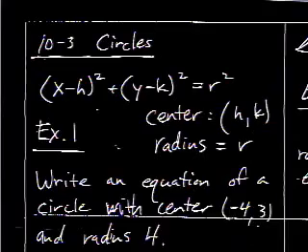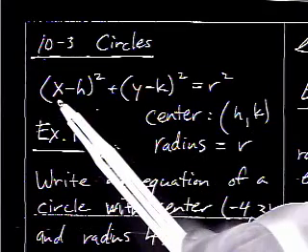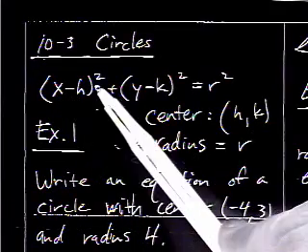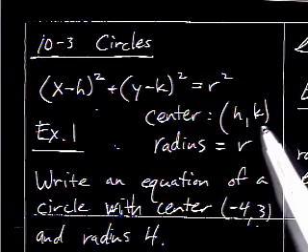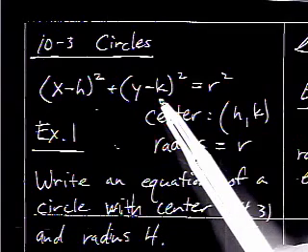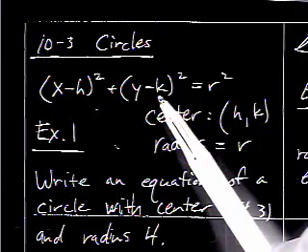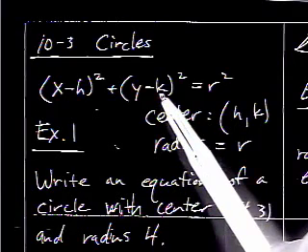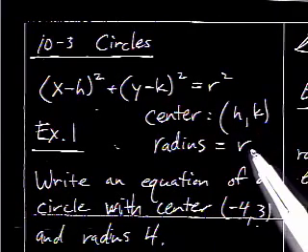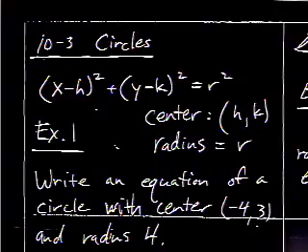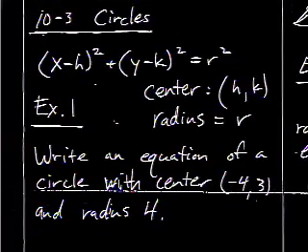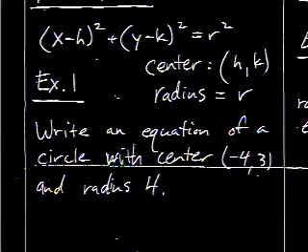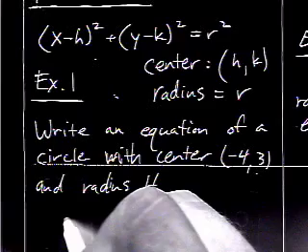The equation for the circle, I reviewed it with you a little bit ago, is x minus h quantity squared plus y minus k quantity squared equals r squared, where h and k are the center of the circle, which in the last examples was 0, 0. But now we're going to change those. And r is the radius of the circle. Well, let's see here. Write an equation of a circle with center negative 4, 3 and radius 4. Okay.